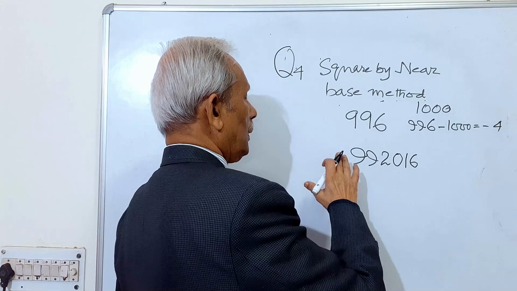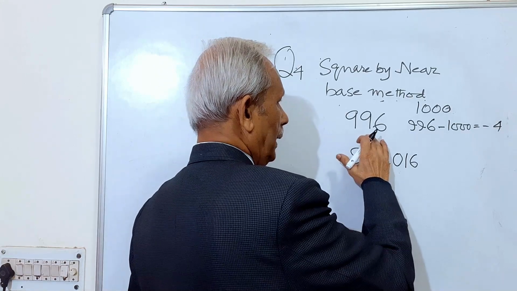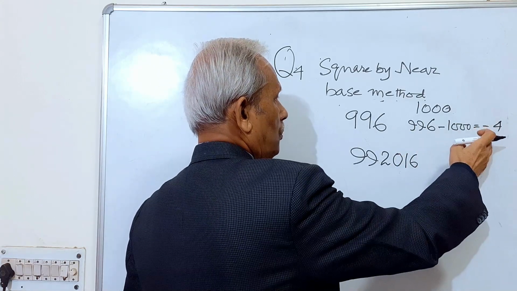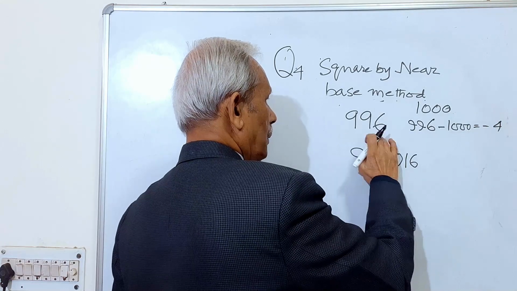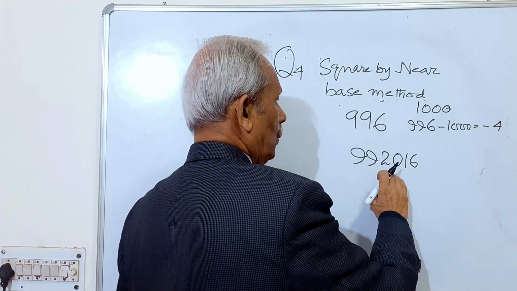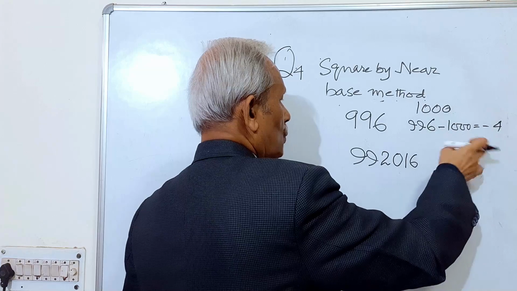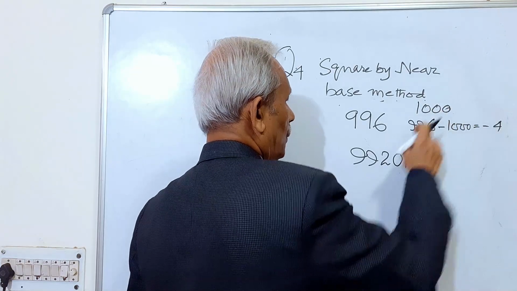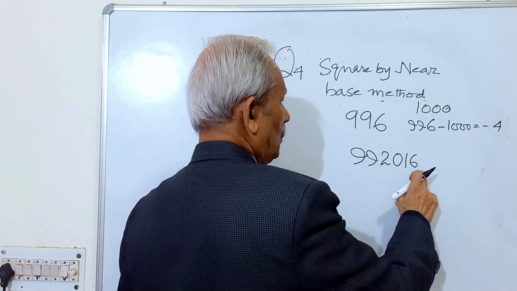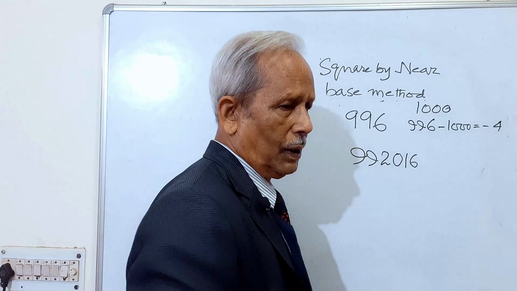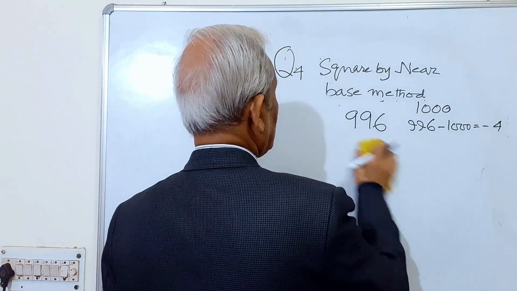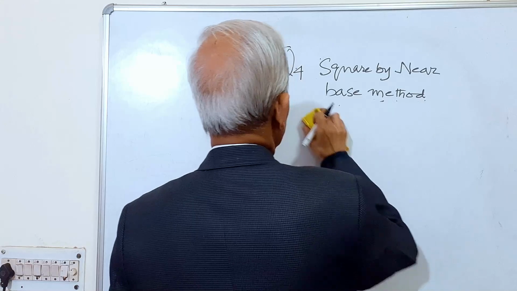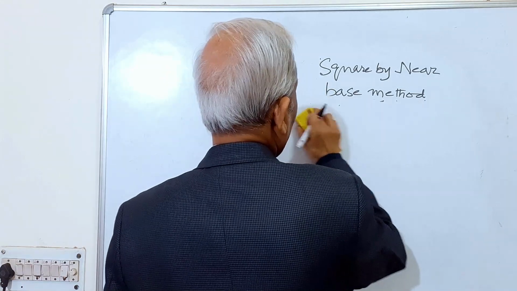So think about it once again. 996 minus 1000 is minus 4. Since it is minus, we'll again reduce this number by 4 and it goes to 992. And then 4 square is 16. There are 3 zeros here, so we'll put 3 digits here, 0, 1, 6, and that is the answer. So I have completed question number 4. Now let us do question number 5.